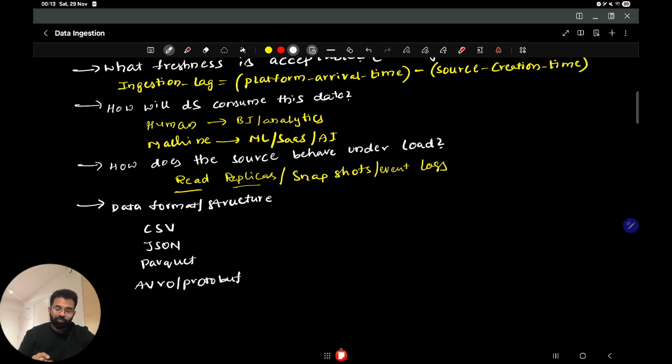Don't worry at all if you don't know all these file formats. We will discuss them in future videos for sure, or maybe Excel as well. Okay, so what is the data format and structure that we are expecting?